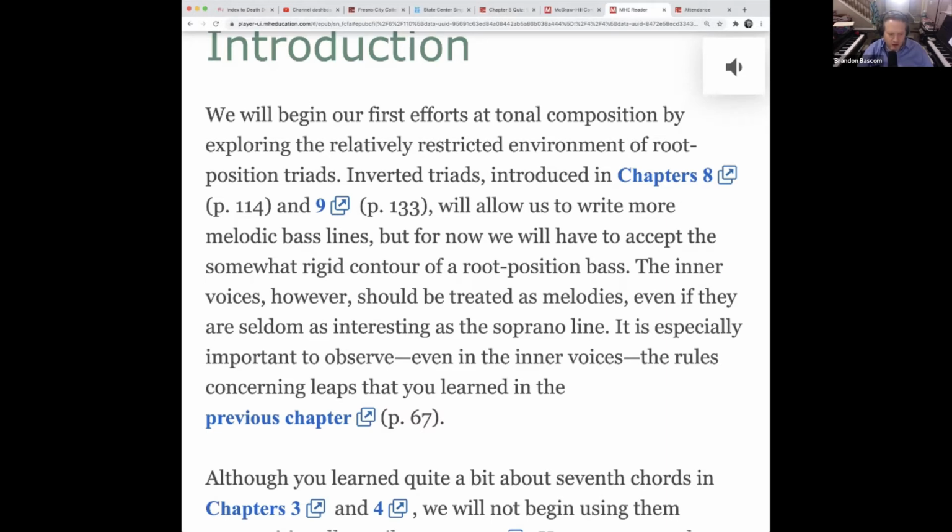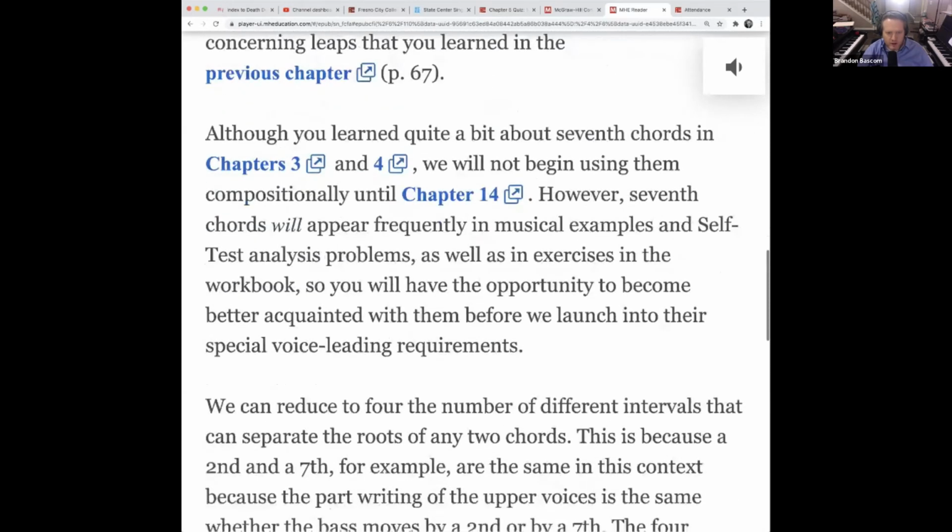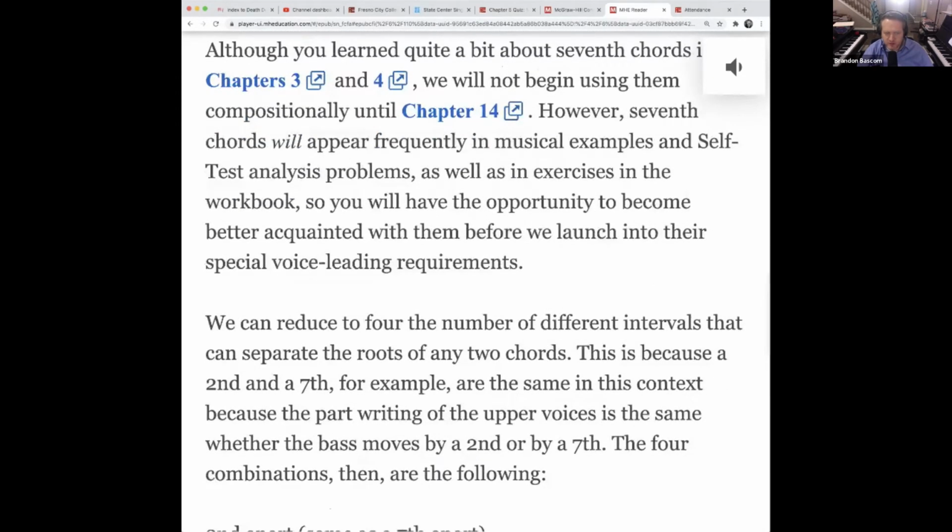Although you learned quite a bit about seventh chords in chapters 3 and 4, we will not begin using them compositionally until chapter 14. That is next semester. However, seventh chords will appear frequently in musical examples and self-test analysis problems, as well as in exercises in the workbook. So you will have the opportunity to become better acquainted with them before we launch into their special voice leading requirements. Are we good so far?